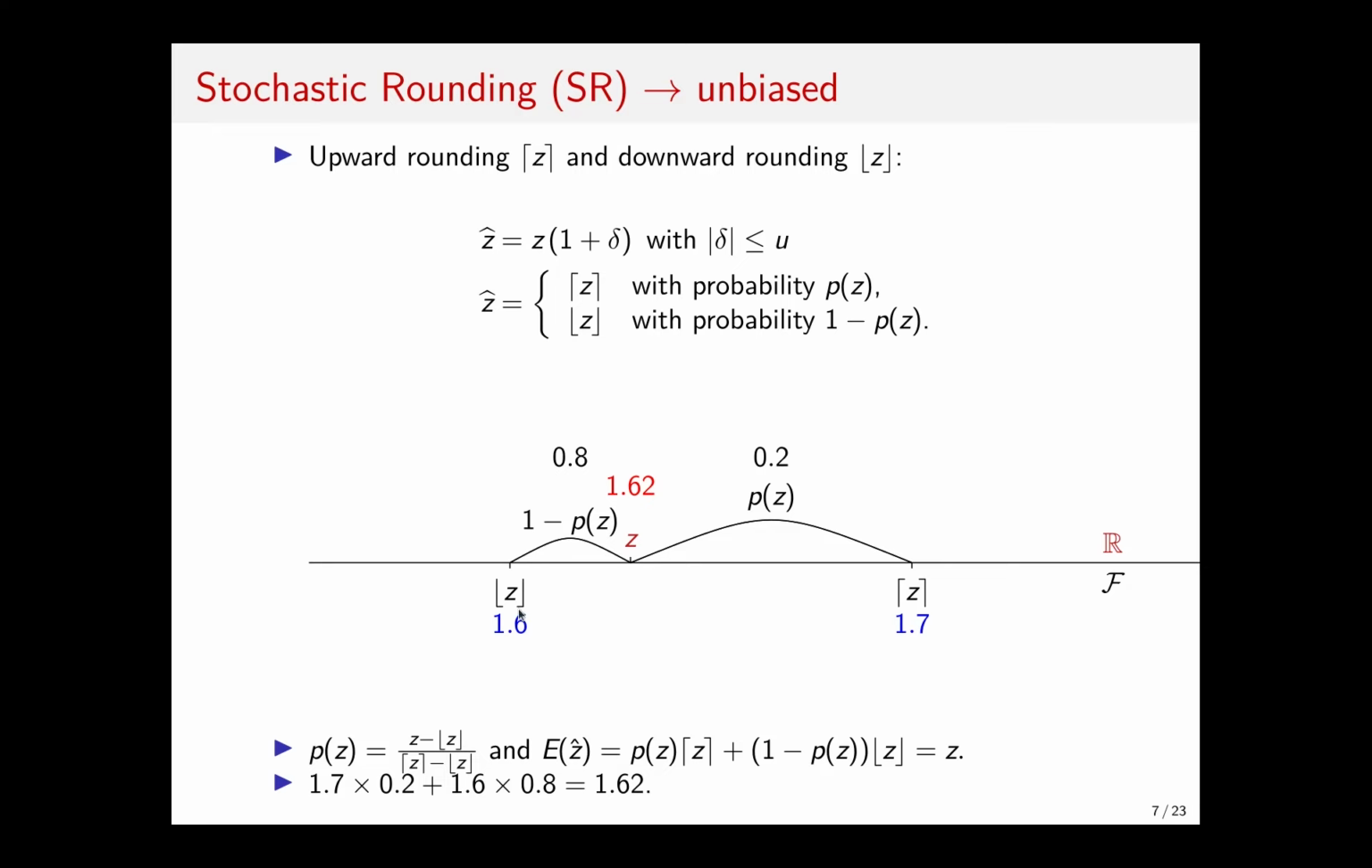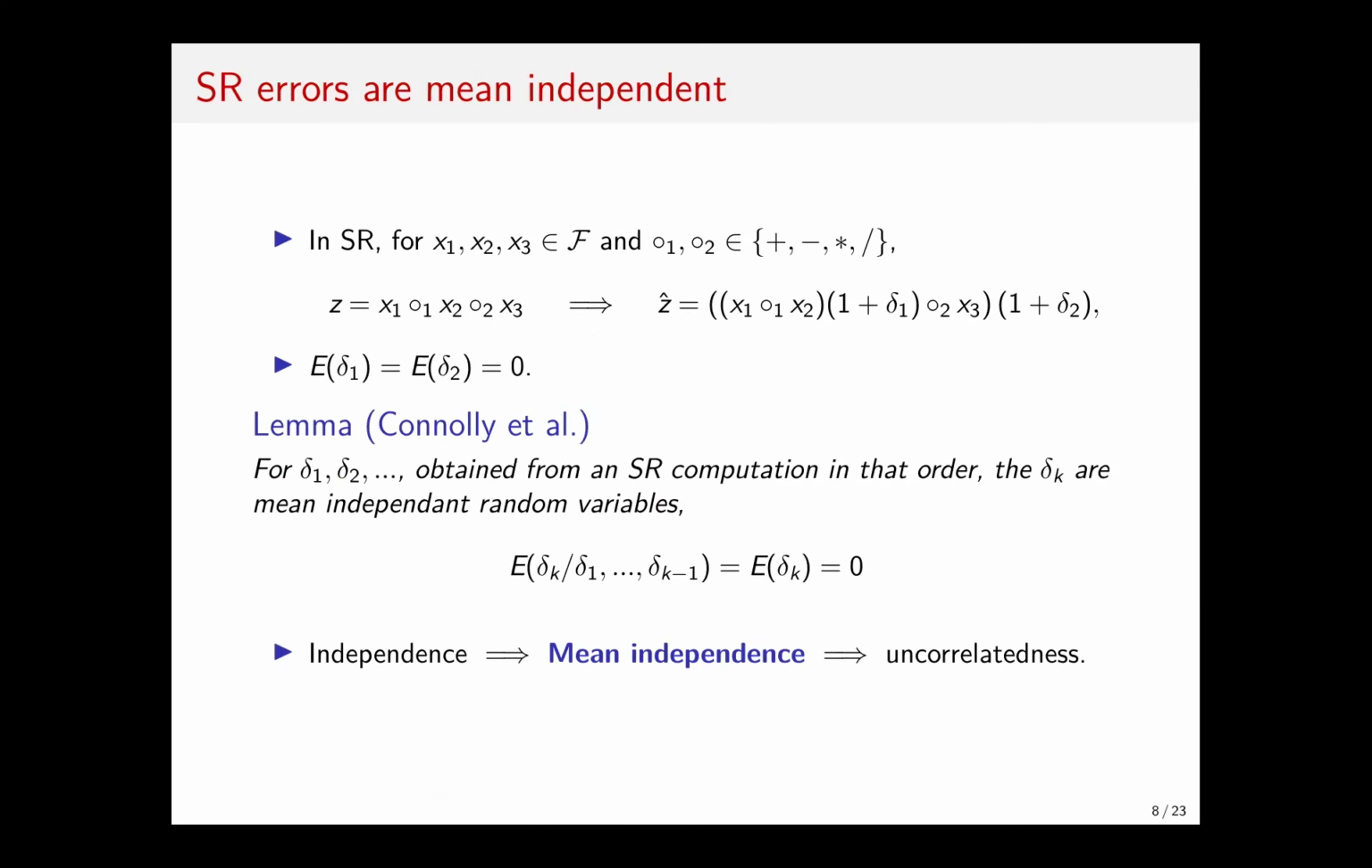And we can see in this simple example that indeed at the end, if we round up with a probability of 20% and down with a probability of 80%, we get indeed an unbiased computation. So the average of the different z hats is going to be z. Okay, this is quite nice because it means that our Monte Carlo arithmetic is unbiased.